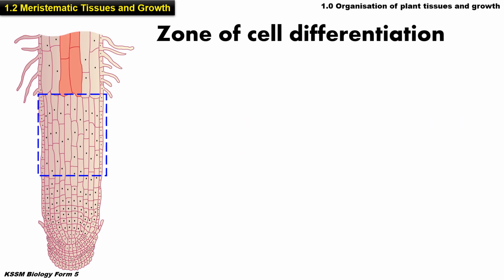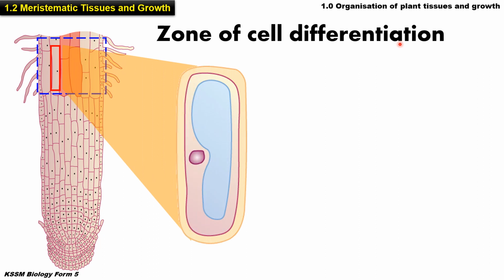Seterusnya, zone yang ketiga, zone of cell differentiation. Okay, nampak dia naik atas tu. Gambar yang tadi tu, yang you lukis sel tadi tu, you continue buat arrow, tulis tajuk atas dia, zone of cell differentiation, then you draw. Make sure dia punya size tu lebih besar lah, lebih panjang.